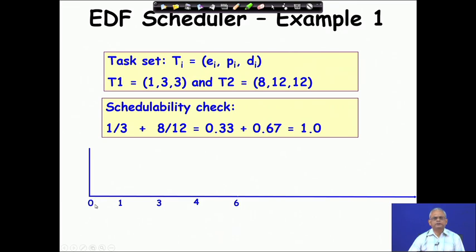So, at time 0 both tasks arrive and the scheduler will wake up, because that is a scheduling point. Now, which task will it take for scheduling? It will take the task with the earliest deadline. So, between T1 and T2, which has the earliest deadline? One has deadline 3 and the other has deadline 12. So, it will take the task T1, the first instance of task T1, which has the earliest deadline, it will take that up for execution.